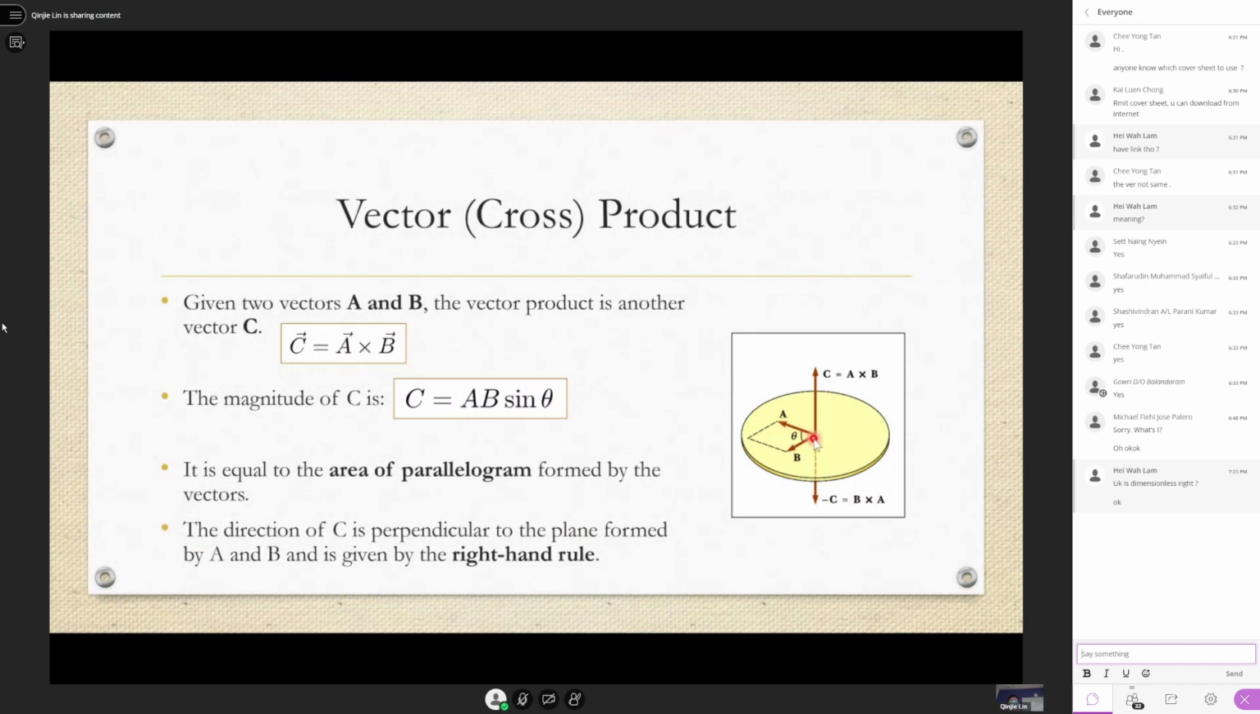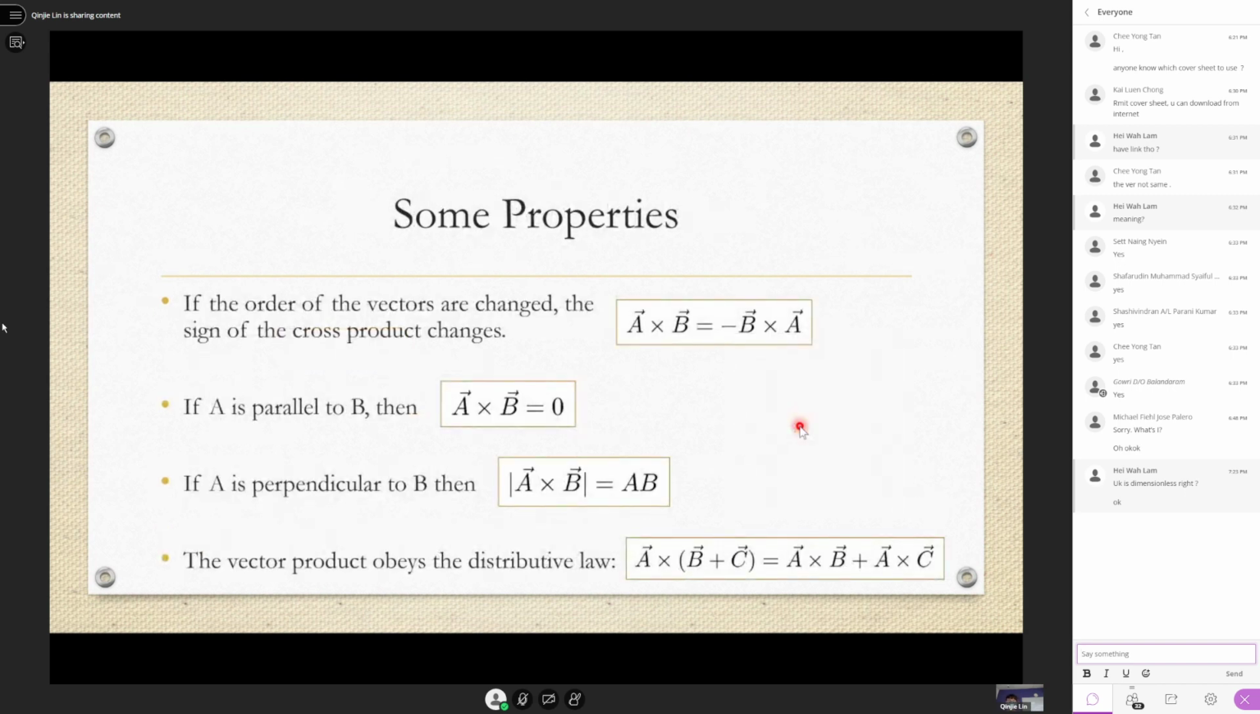So for here, if you do A cross B, you just use your fingers, right? You rotate A towards B. This is your right hand rule. Then wherever your thumb is pointing, that is the direction of the resultant vector. So in this case, if you put A cross B like this, your thumb is pointing upwards. That's why the resultant vector is pointing upwards.